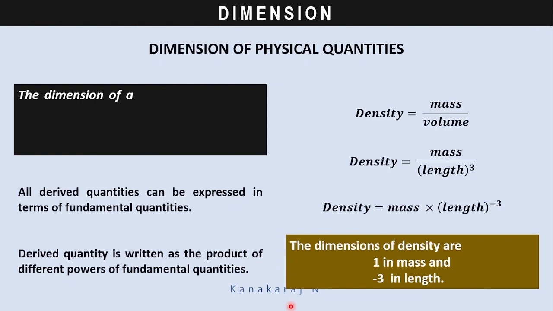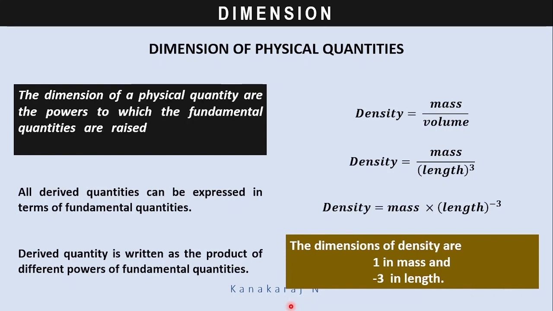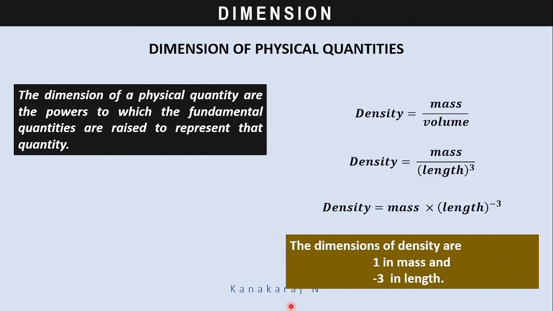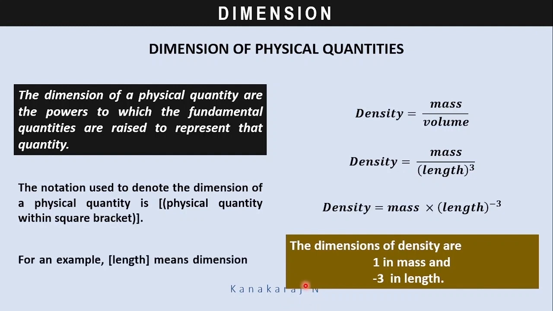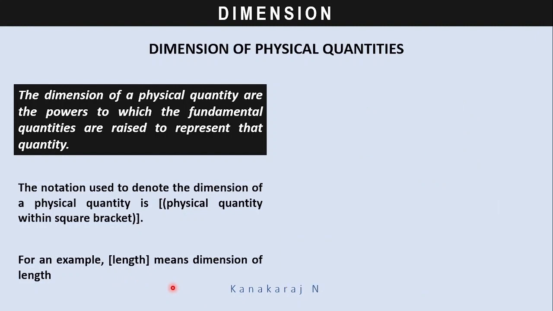Let us learn. The dimensions of a physical quantity are the powers to which the fundamental quantities are raised to represent that physical quantity. The notation used to denote the dimension of a physical quantity is the physical quantity within square brackets. So, to represent the dimension of length, L within square brackets represents the dimension of length.